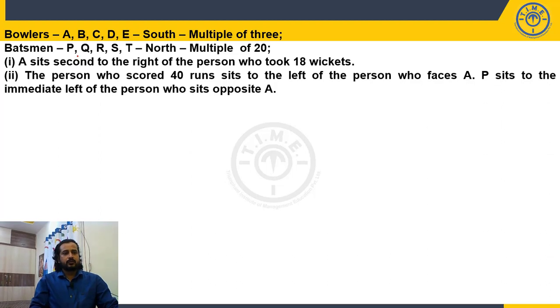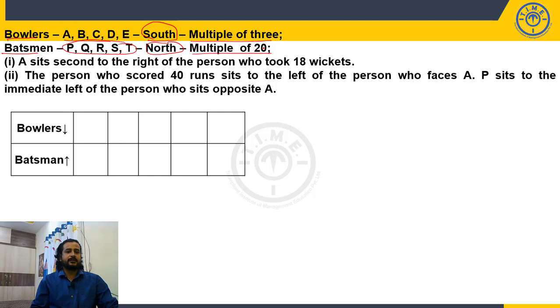Here we have given 2 clues. Bowlers A, B, C, D, E are facing south and the numbers are multiples of 3. Batsmen P, Q, R, S, T are facing north and the numbers are multiples of 20. Now what is the basic structure for this? Here is our basic structure.